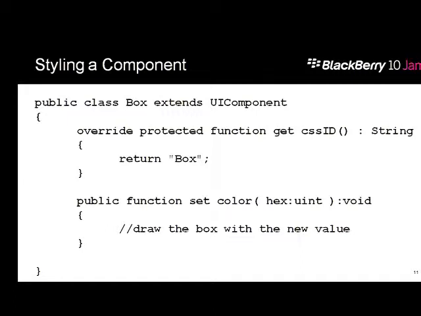So what does this look like? I've created this very, very simple box class. If you're creating your own component, it extends the UI component. And the first thing you want to do is give it an ID. So you override this protected method, get CSS ID, and you can just return whatever you like. Try to give it something unique to your application so it doesn't collide with anything else that may be in the system. And then I gave it the setter property for the color. So this would be the color that the box would theoretically get drawn in.